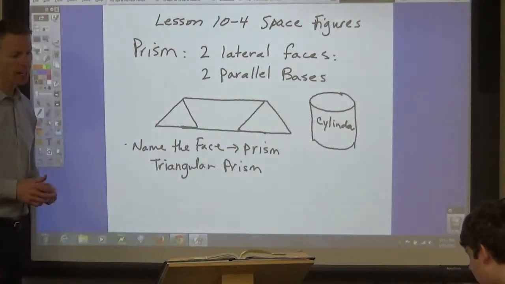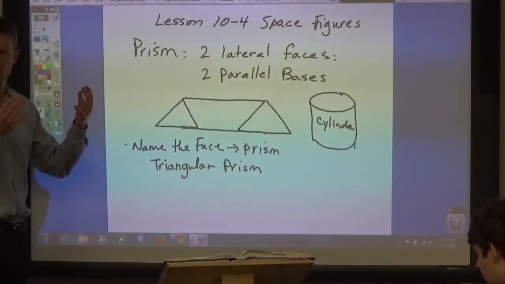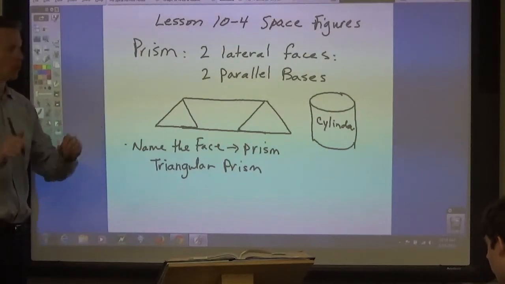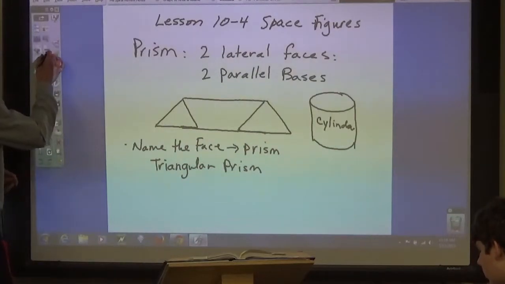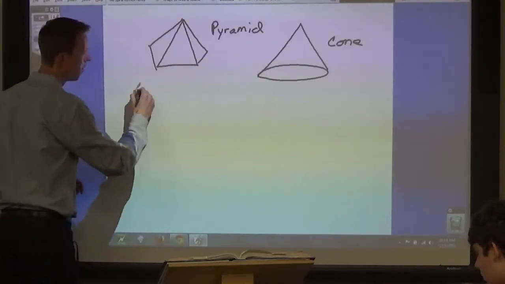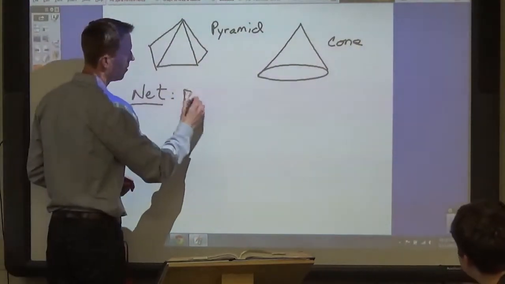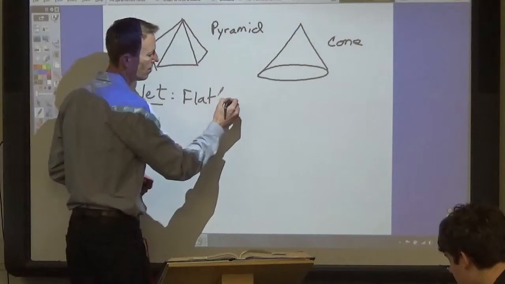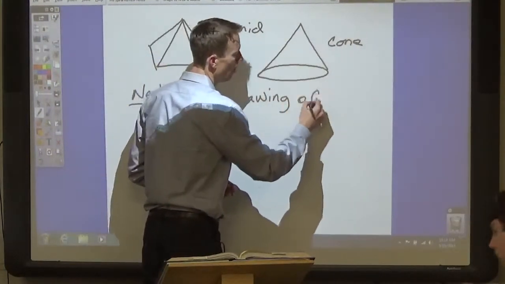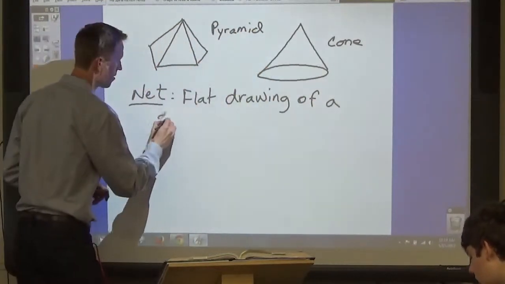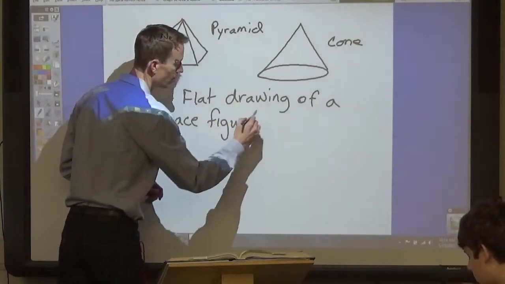Then, the next thing you need to do is think about how you would unwrap the shape or lay it down on a flat surface. That flat surface model is called a net of the figures. A net is a flat drawing of a space figure.